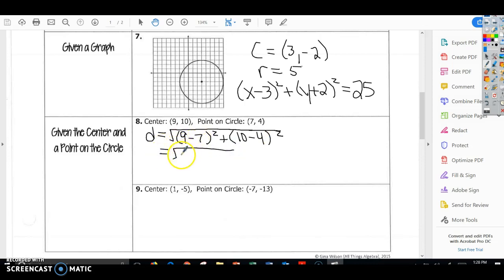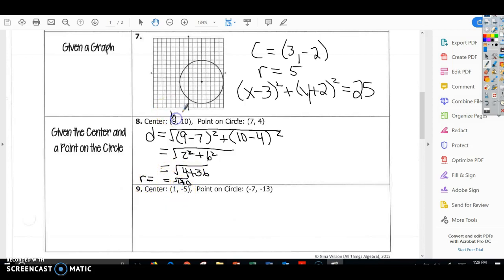So we're going to have 9 minus 7, which is 2 squared. And 10 minus 4 is 6. So we're going to have 4 plus 36. And that equals the square root of 40. Okay? All right, so this is our radius. Why is it our radius? Again, because it goes from the center to a point on the circle. We use the distance formula to find that. But the center to any point on the circle is actually our radius.